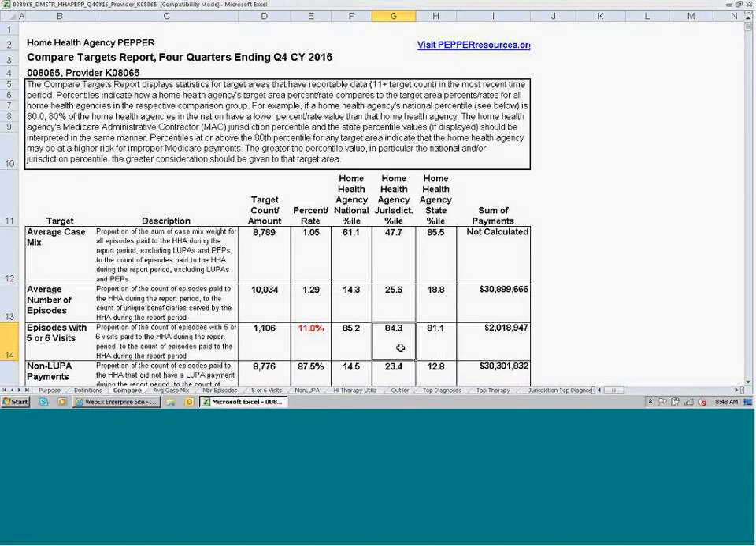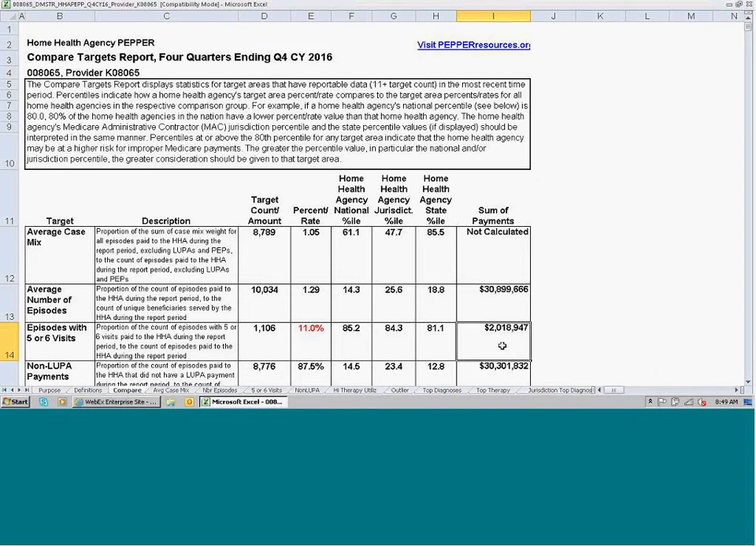When we compare ourselves to all agencies in the jurisdiction, 84.3% of them have a lower target area percent than we do. And when we're compared to all agencies in the state, 81.1% of those have a lower target area percent. So for this particular target area, it's pretty consistent, the percentiles and where we stand as compared to those different comparison groups. And so just keep in mind that we're being compared to different groups, and so our percentiles will be different.